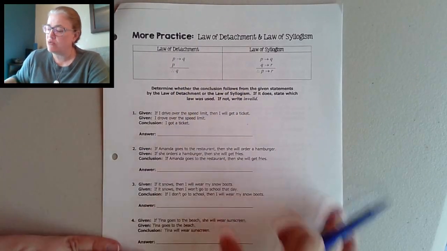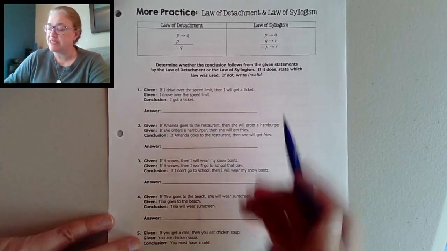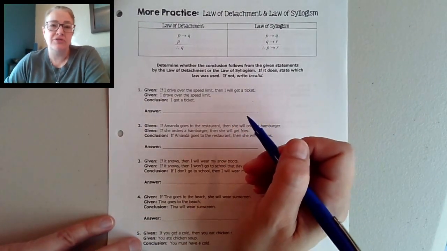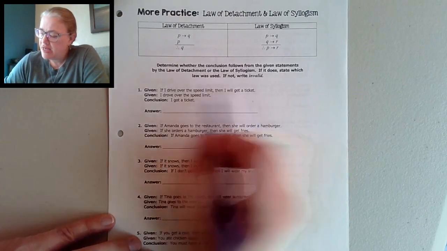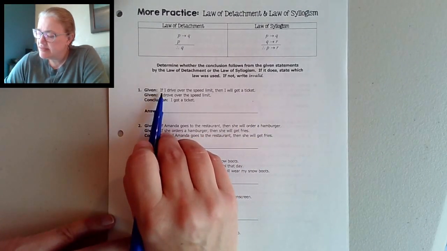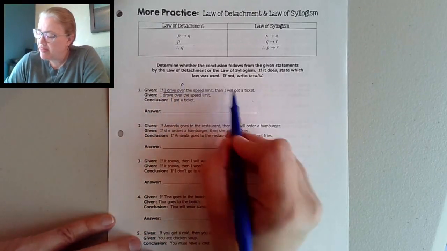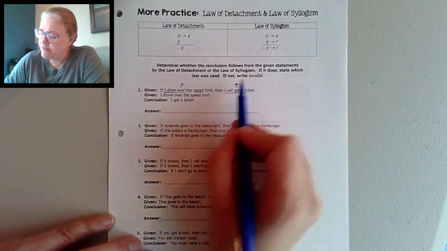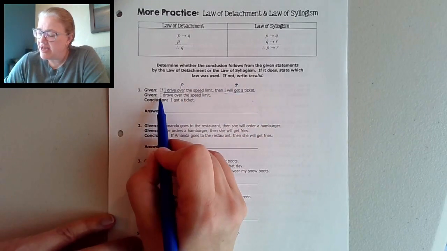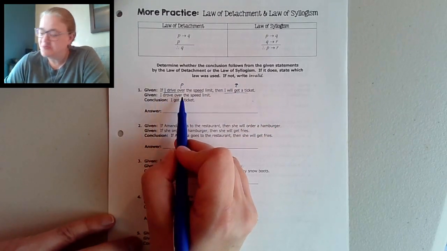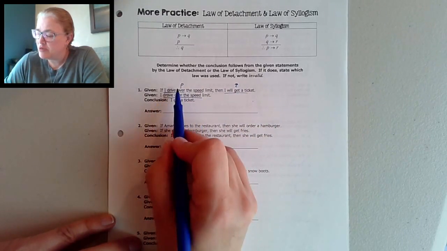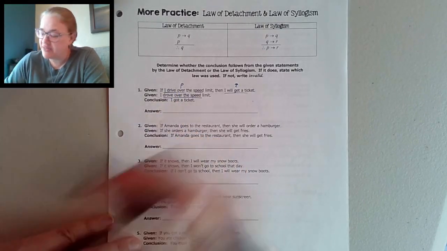If it does, state which law was used. And if it doesn't, we'll just state that it was invalid, the conclusion they tried to make wasn't really valid. Number 1, if I drive over the speed limit, that's our P, then I will get a ticket. They tell us that I drive over the speed limit. Which letter is that? That's our P, about me in some specific case.